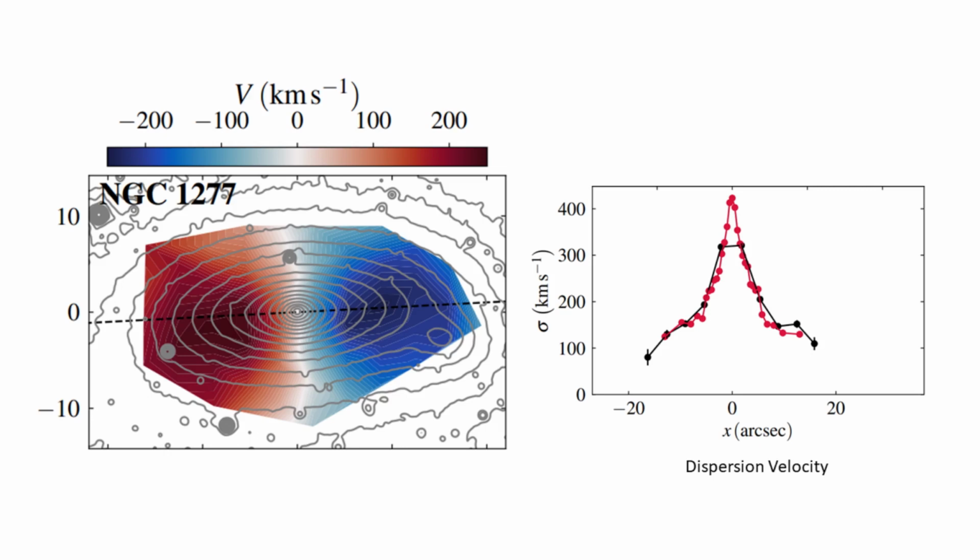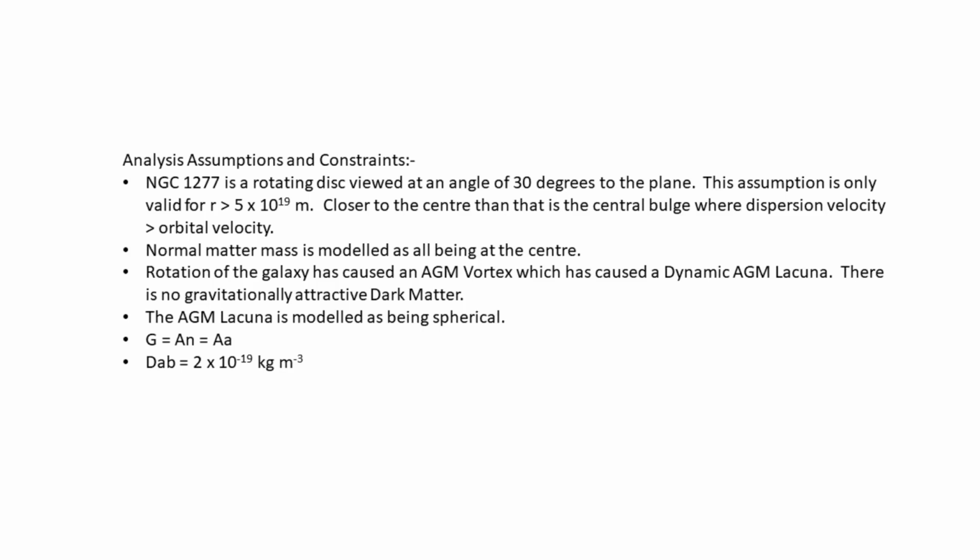Now we're going to analyse this making the assumption that stars are in a circular orbit, and we can't do that in the central region because stars there are not in a circular orbit, they're in the central bulge. So we have to discard the data that's in this central region. And we're going to make a series of assumptions to do our analysis.